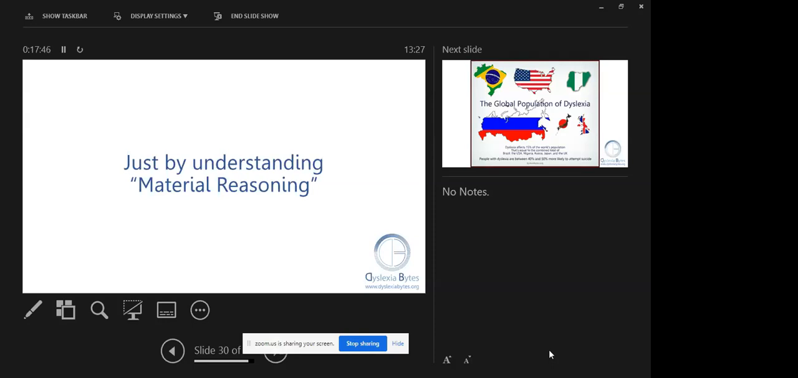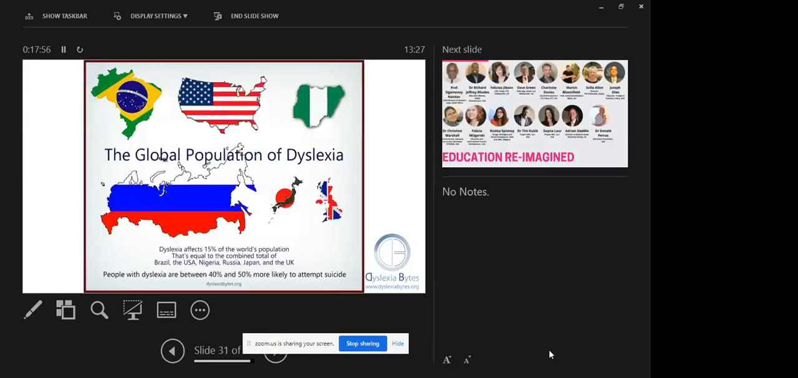That means 15% of your class, by the way. 15% of the kids in your school are dyslexic. Possibly 15% of the teachers that you work with are dyslexic. Let's put this into global terms. 15% of the population is the combined total of the entire population of Brazil, the United States, Nigeria, Russia, Japan, and the United Kingdom combined. That's what 15% of the population is.